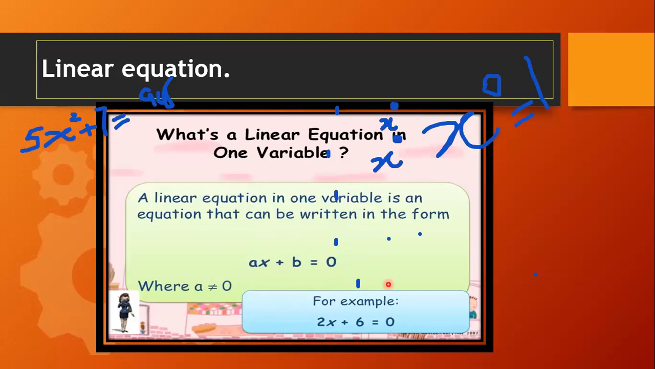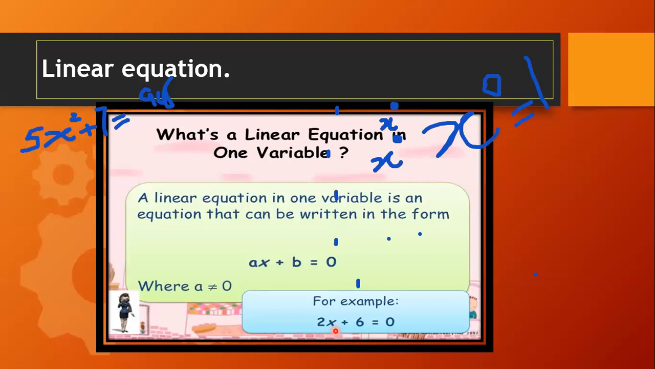Thank you. Now in the example that is given over here, 2x plus 6 is equals to 0, now you tell me, what is the variable in that? X is the variable. Thank you so much. And what is the constant in that?